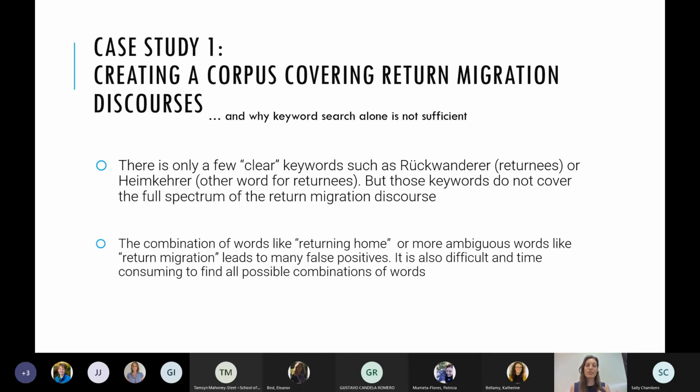And then, of course, I was trying to combine words like returning home, for example. I was also using more ambiguous words like return migration, which in German is an ambiguous word. But they were leading to a lot of false positives. What does it mean to have false positives? Returning home does not always mean that it's talking about return migration. There are also returning students going home from school on their way back home, and also return migration can actually be in very different places.